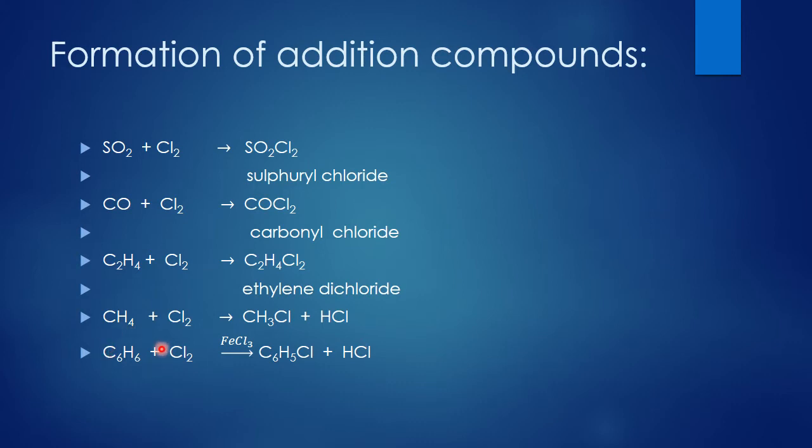Likewise, benzene when treated with chlorine in the presence of a catalyst called ferric chloride, one hydrogen atom will be substituted by chlorine. So you get the product C6H5Cl plus HCl.